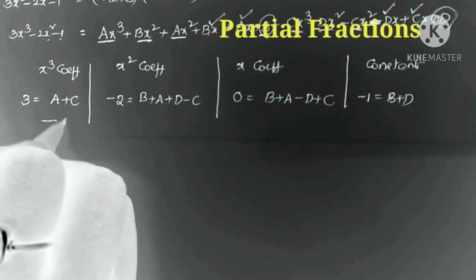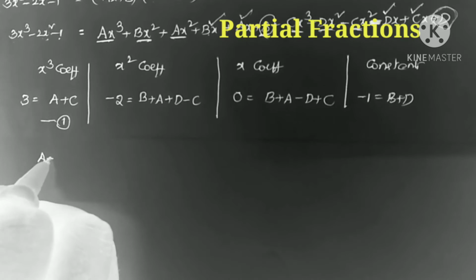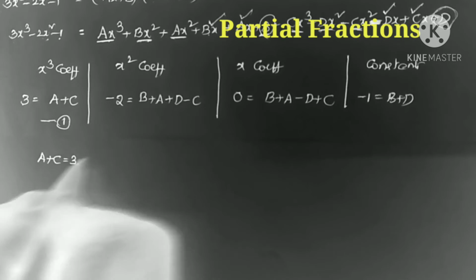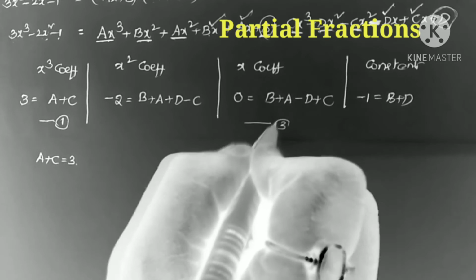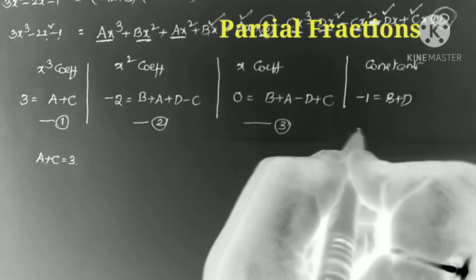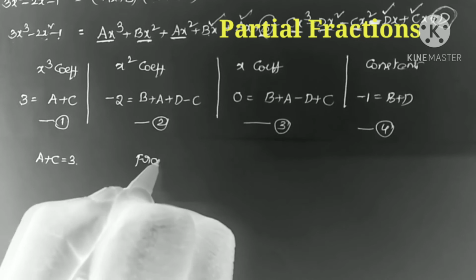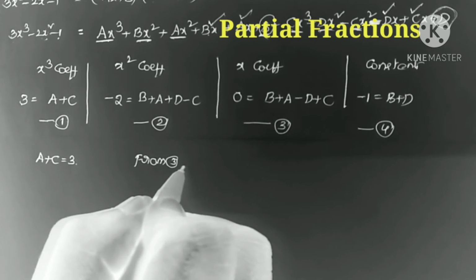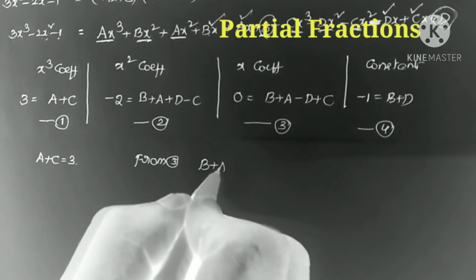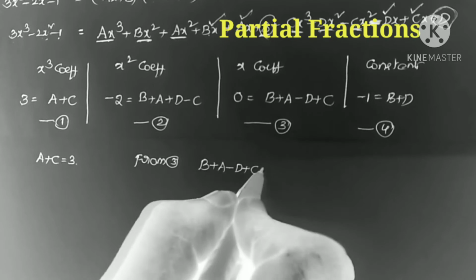So this is the first equation. What is the first equation? a plus c is equal to 3. And what is the third equation? From 3 we have that b plus a minus d plus c is equal to 0.